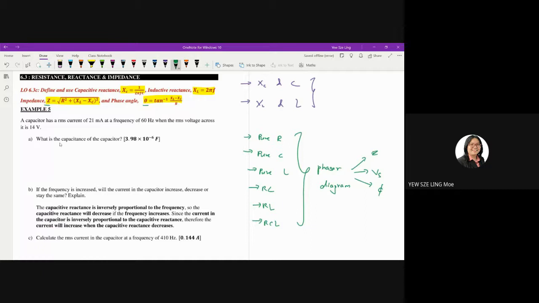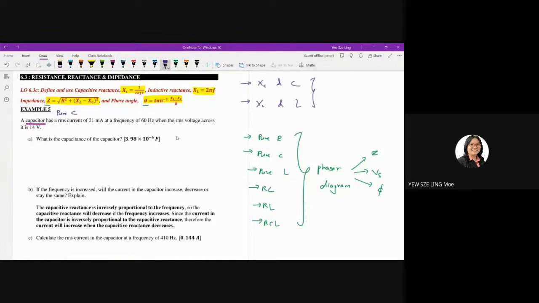The complete summary, the complete table, and the complete phasor diagram for these six circuits, you may refer to your books and your lecture notes. So now let's look at example 5. How are we going to solve example 5? First thing, remember what I told you just now: try to identify which circuit it belongs to. Now you have a capacitor with an RMS current of 21 milliampere at a frequency of 60 hertz when the RMS voltage across it is 14 volt. According to this question, you have only one component, which is a capacitor. So obviously, example 5 is a pure C circuit.